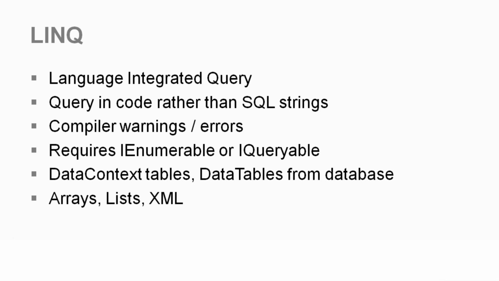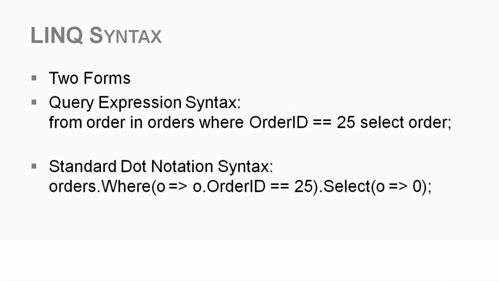LINQ also has an advantage in that it doesn't necessarily require a database. It requires an IEnumerable or IQueryable interface on the object that we're working on. So we can work on data context tables, which are going to be typically business objects, or we can work on data tables from a database, which is more like what we would use SQL on, but we can also work on arrays and lists and XML docs. So LINQ is very flexible in the types of objects that it can work with. There are actually two syntax forms for LINQ. The first is a query expression syntax, and it looks a bit more like SQL, sort of with the old HP calculator notation.